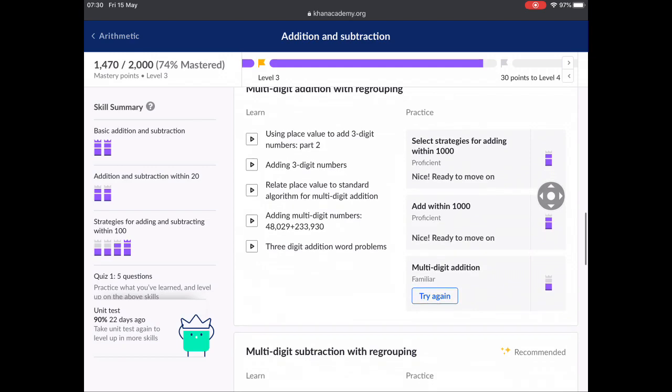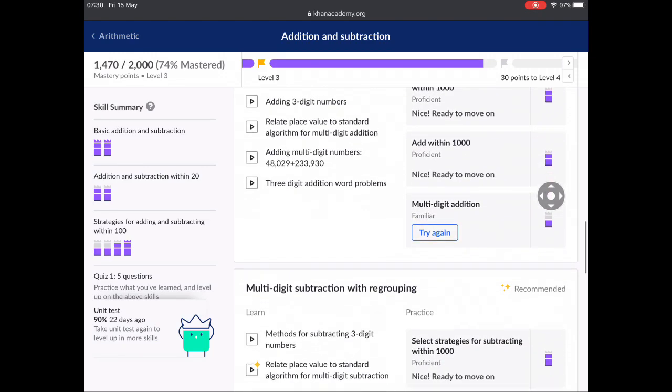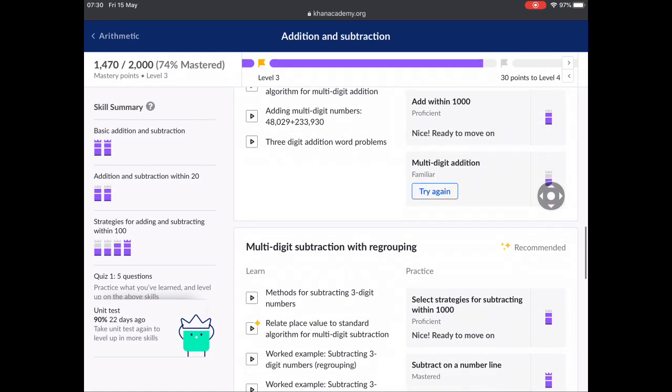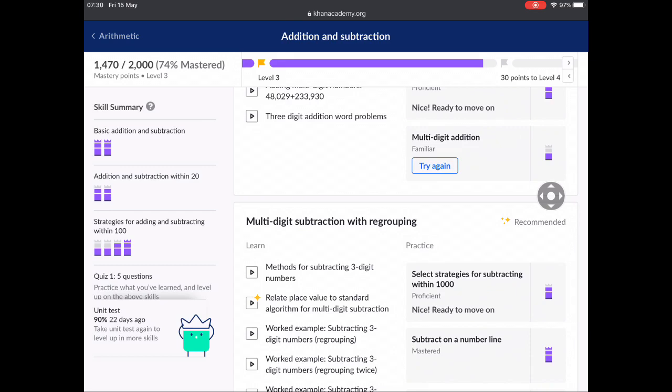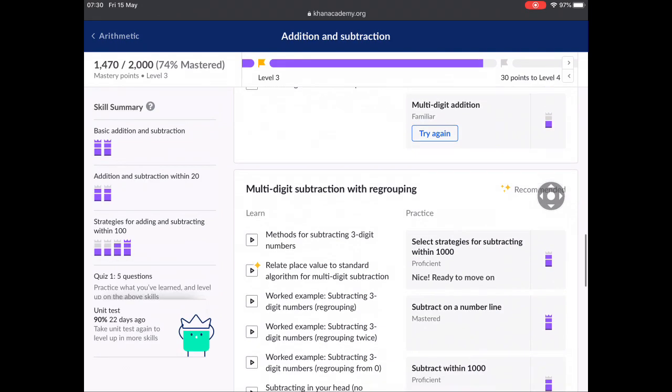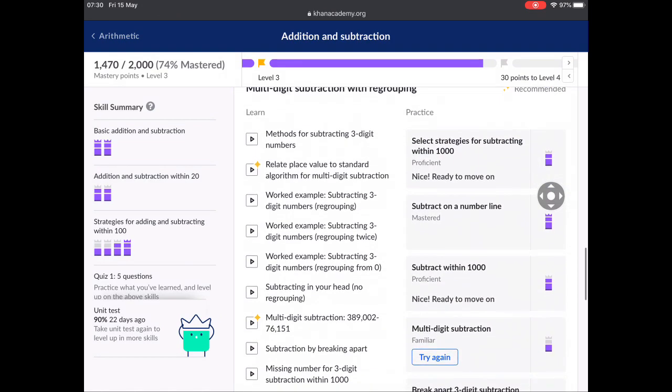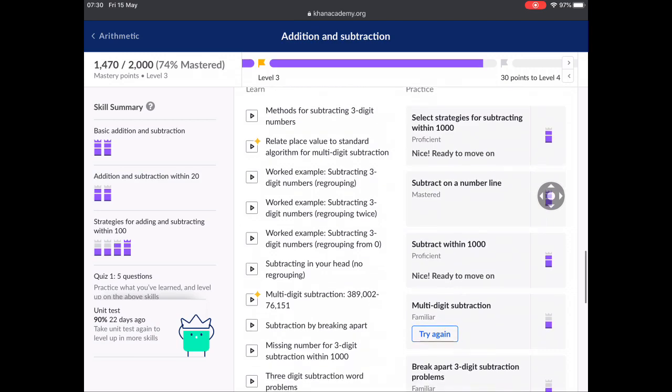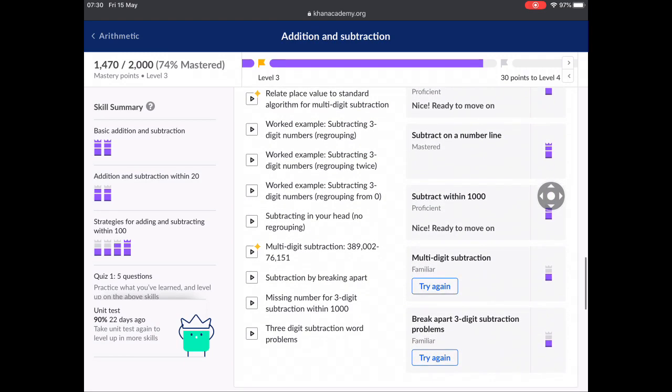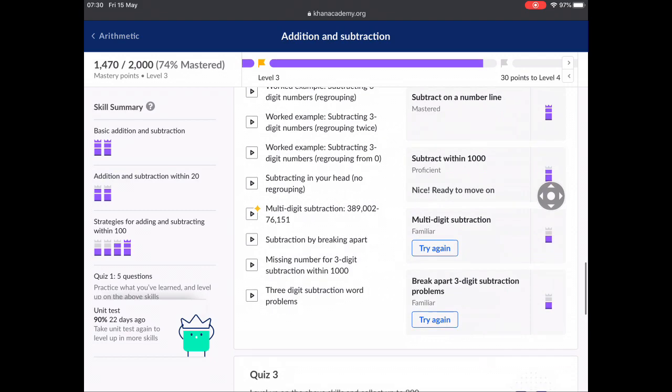Here, so we got proficient again and proficient again. And here, multi-digit addition, I'm familiar. So this is the one that I need to go and practice. Need to practice to get that up to proficient, and proficient will get me to 80% on everything. And then if I take some unit tests or take some quizzes, then I can get up to 90 or 95 really easily.